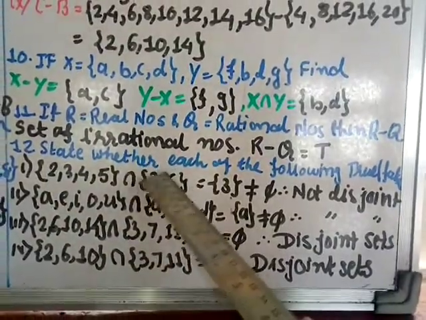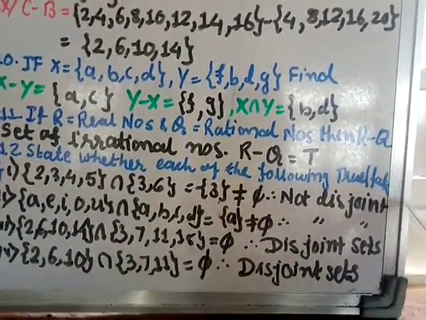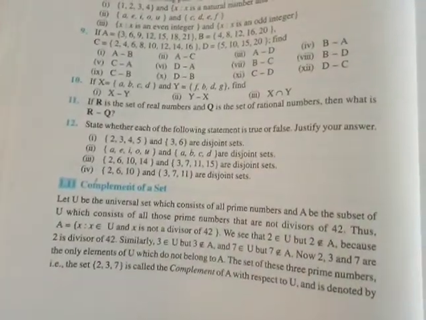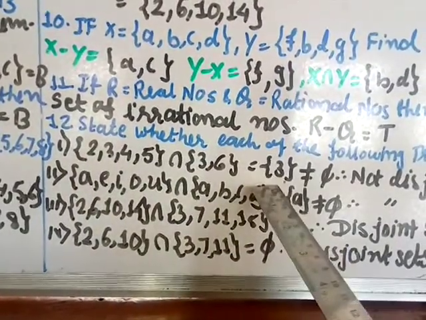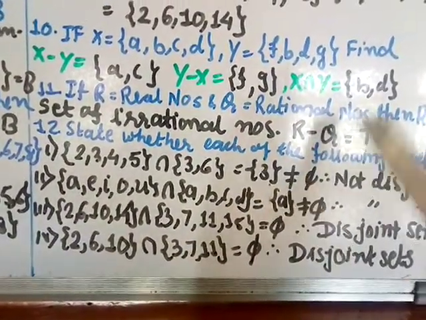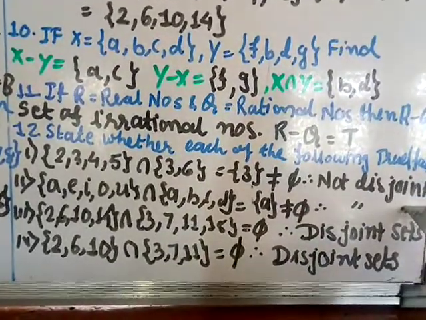State whether each of the following is true or false. Okay, so I have not written the question, I am directly writing the answer. The first one is 2, 3, 4, 5 and 3, 6 are disjoint sets. Okay, we have to find whether it is true or false. Disjoint sets means we have to find the intersection. So see 2, 3, 4, 5 intersection 3, 6. Here 3 is there, here 3 is there, so 3 is the one. Okay, singleton set, it is not equal to empty set. That means it is not a disjoint set. That means the first statement is false.